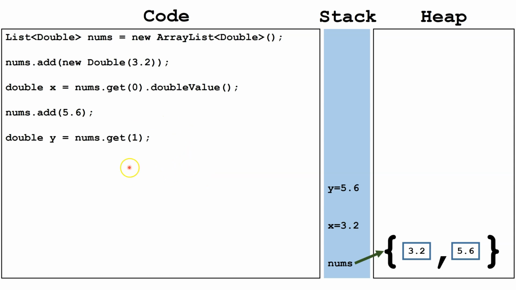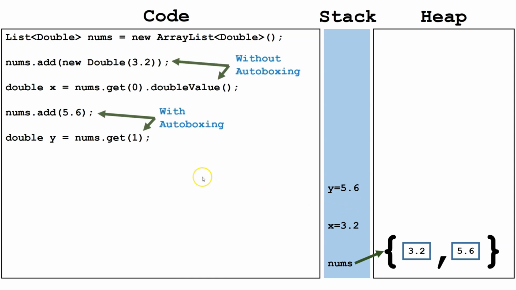Next, we're using the get method to retrieve the object at index 1. It will return this object, and then through autoboxing it will be automatically unwrapped to retrieve the primitive type value 5.6 stored inside. That will be placed in the primitive type variable y, which appears on the stack. We can see both ways work. This is without autoboxing. This is with autoboxing.